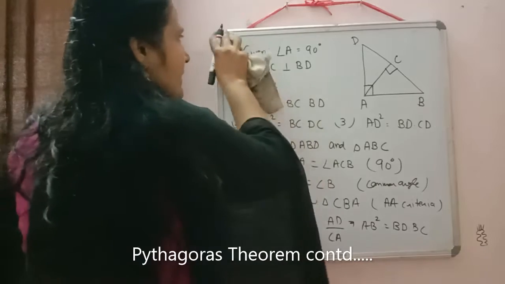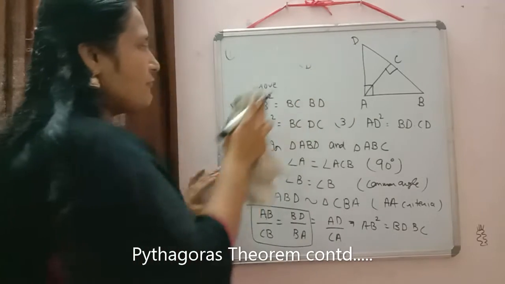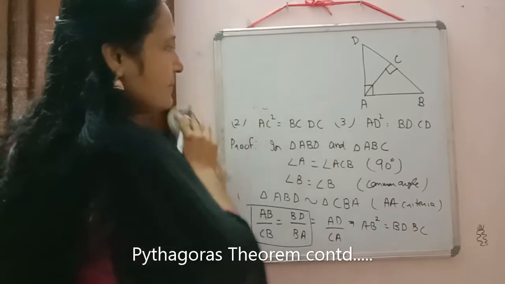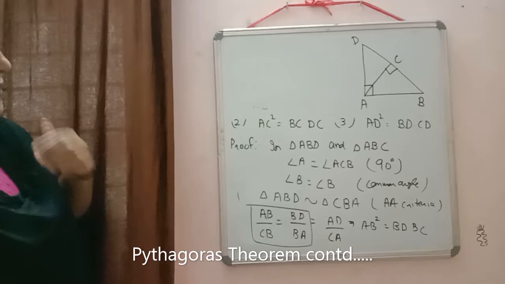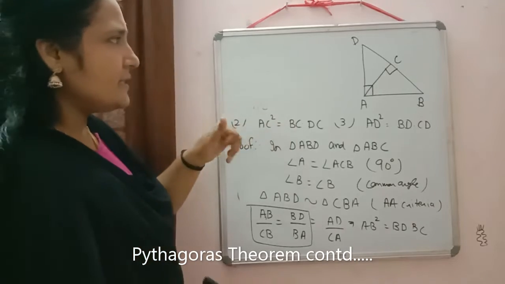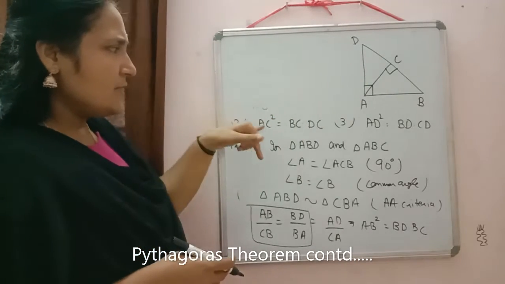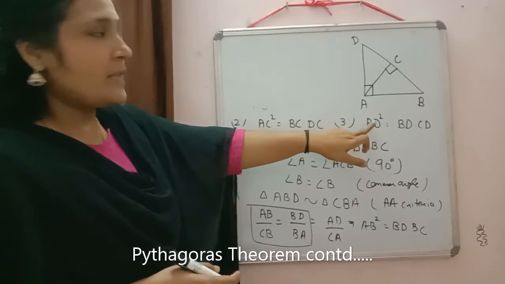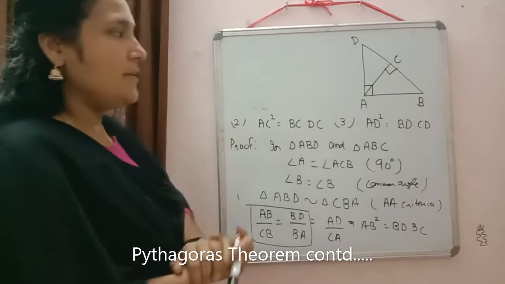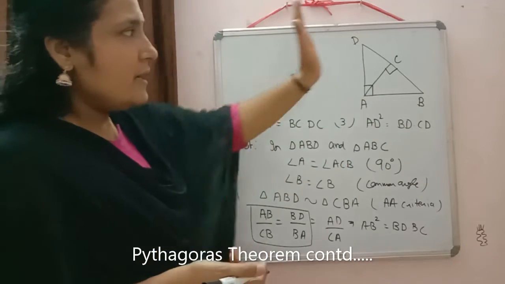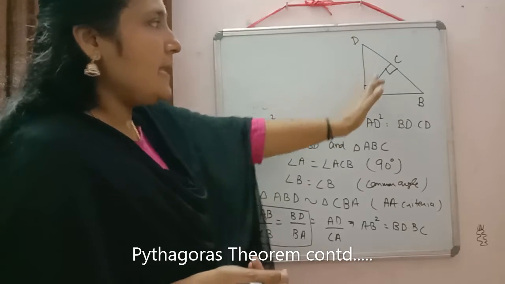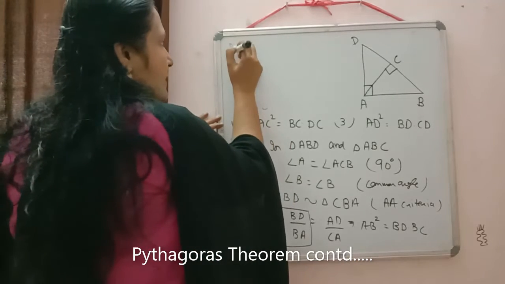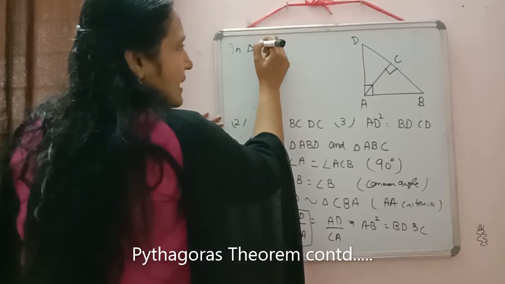Then the second one we have to prove: AC square is equal to BC into DC. So for that, instead of proving this one directly, first we can prove this one: AD square is equal to BD into CD. Why? Because we can take this triangle only, triangle ADC and triangle ADB. So I am just writing these two triangles. You just prove they are similar.